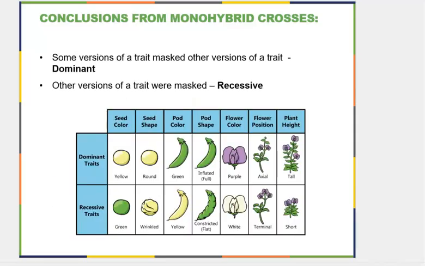Okay. Dominant traits in peas. Yellow is dominant to green. Round is dominant to wrinkled. Green is dominant to yellow in terms of pod color. Inflated or full is dominant to constricted. Purple is dominant to white. In flowers, usually the darker color is dominant because that means it's producing a protein versus it's not producing the protein. Does that make sense? Okay.